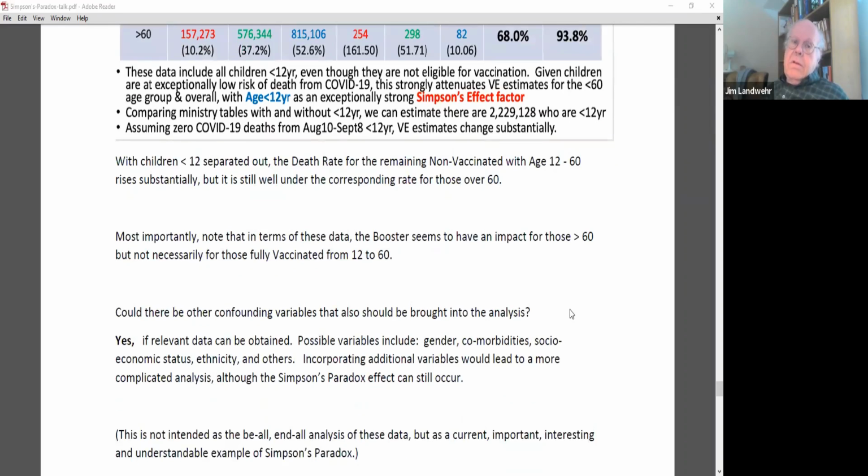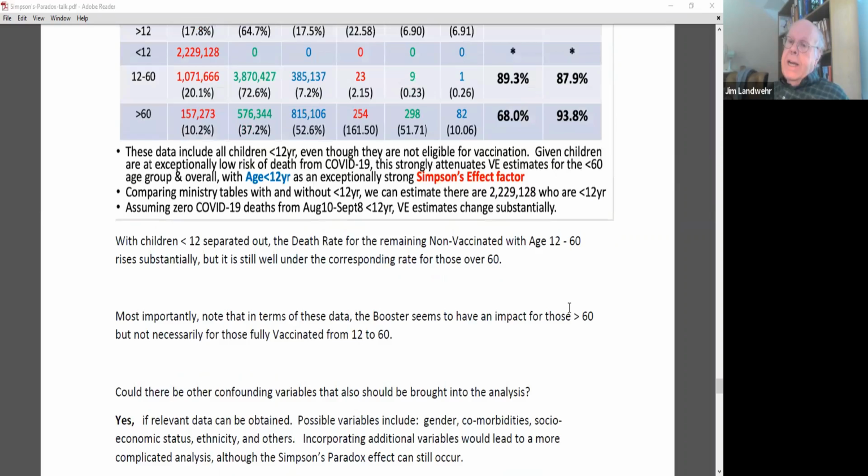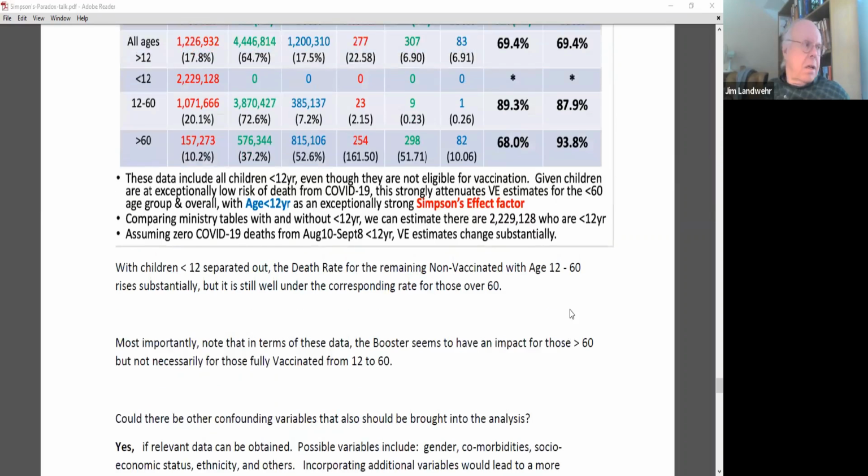So the booster seems to have an impact for those greater than 60, but not necessarily an impact for those from 12 to 60.